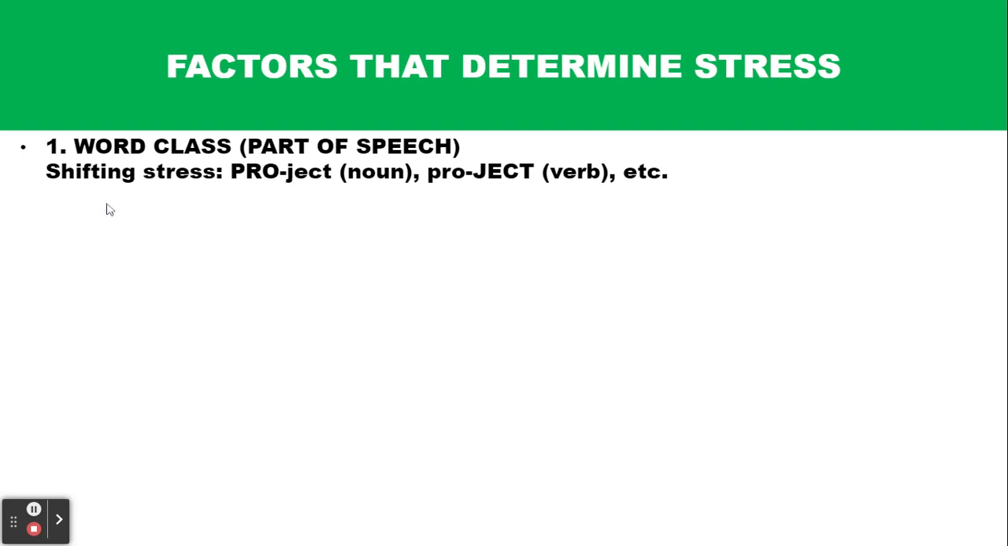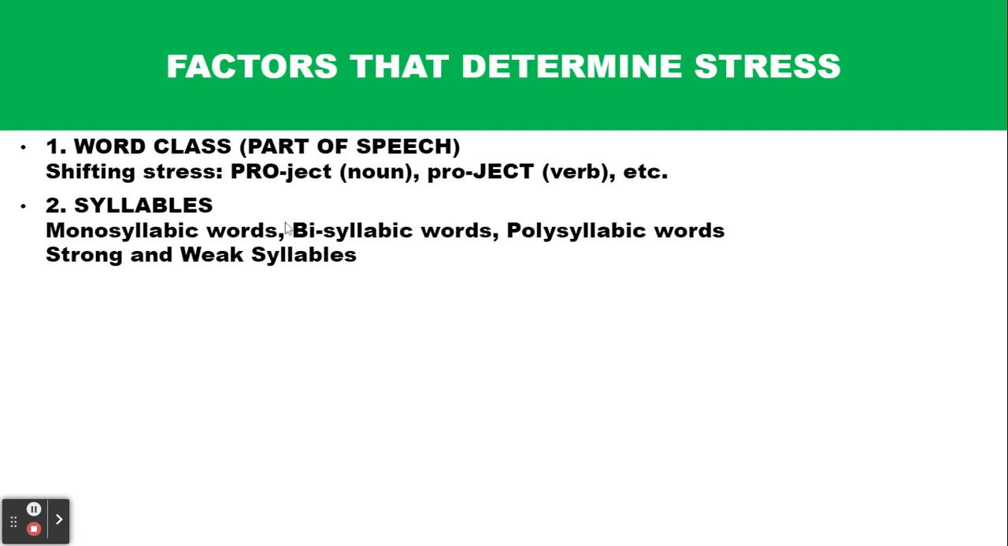And so another factor is syllables. A syllable is a unit of pronunciation. For example, when you look at the word project, you see that it is made up of 2 syllables, project. So a syllable is a part of a word, a unit or a division of a word that you can pronounce in one breath. You can utter it in one breath. Okay, it's a unit of pronunciation.